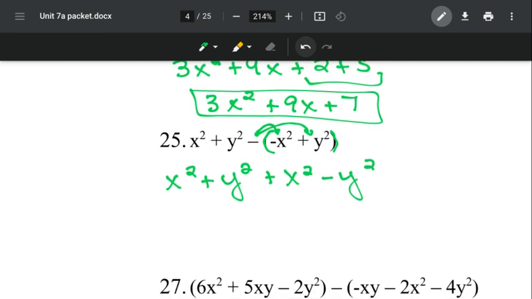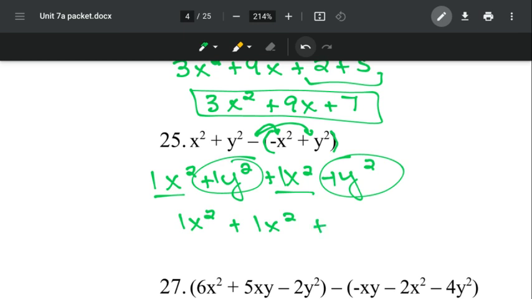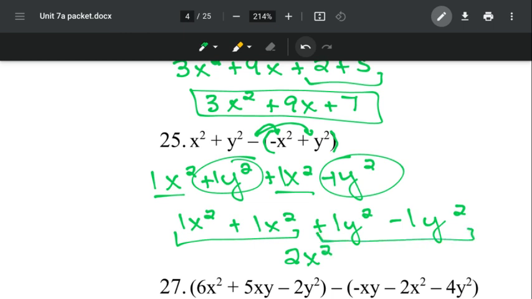So let's rearrange. You can put ones in front of your variables if you want. Let's rearrange this and put our like terms next to each other. And my y's go together. Plus 1y squared minus 1y squared. Now let's combine them. 1x squared plus 1x squared is 2x squared. 1y squared minus 1y squared, that's 0. That goes away. So that's your answer.